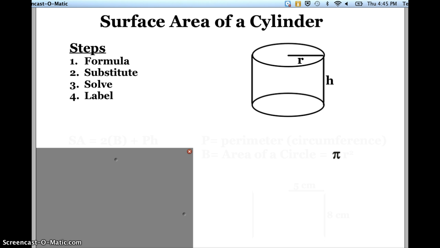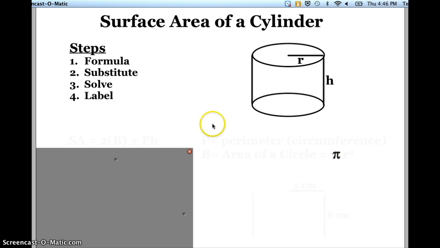And we talked about this in class yesterday. The side of a cylinder is really the circumference times the height. I can cut open that cylinder on the sides and open it up, and it makes a rectangle. One of the dimensions of that rectangle is going to be the circumference, and the other dimension of that rectangle is going to be the height of the cylinder.